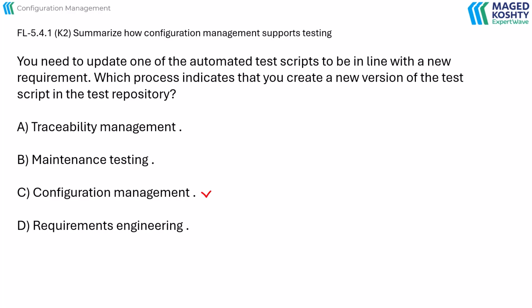Correct answer is C. Traceability is the relationship between two or more work products, not between different versions of the same work product. Maintenance testing is about testing changes, and it doesn't involve creating a new version of a work product.